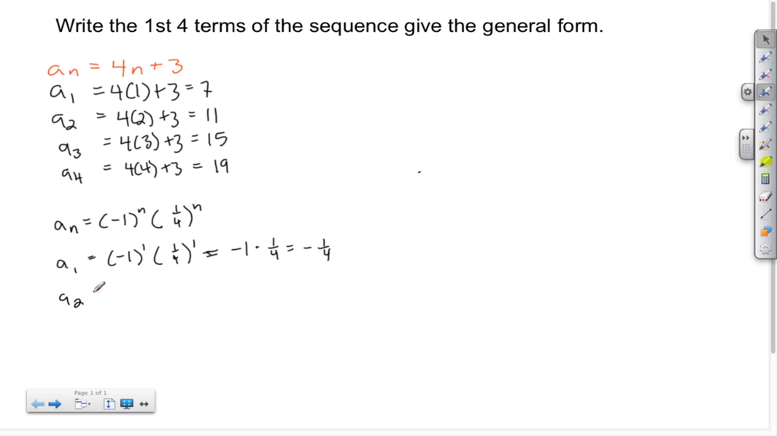To get the second term, a sub 2 is going to be -1 raised to the second power times 1/4 raised to the second power.